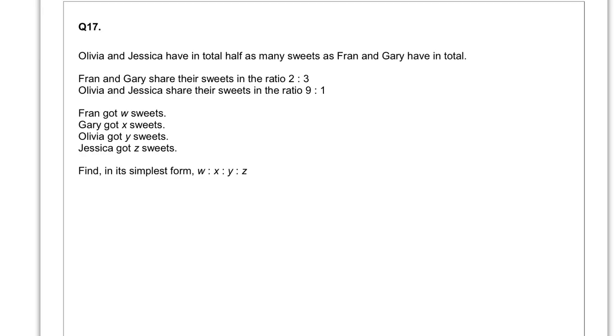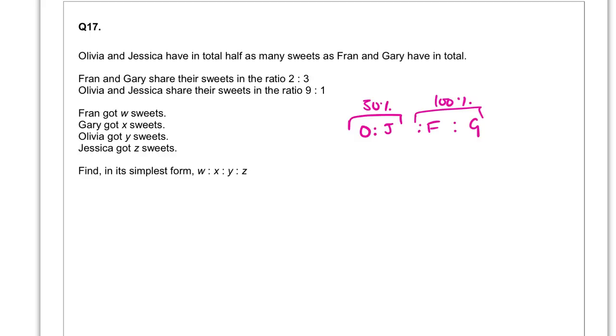Okay, question 17. Olivia and Jessica have in total half as many sweets as Fran and Gary. OMG. Right, let's just start this. Olivia and Jessica, OJ, have Fran, Gary. So they have half as many sweets. So they literally have 50% of their 100%. Do we understand that? It's probably the worst way to write it, but just in my head, okay?